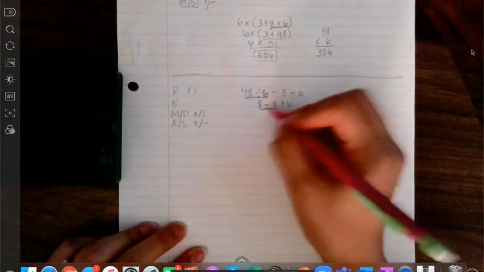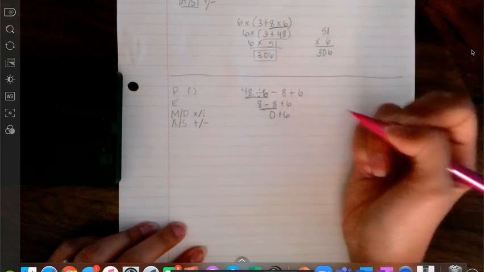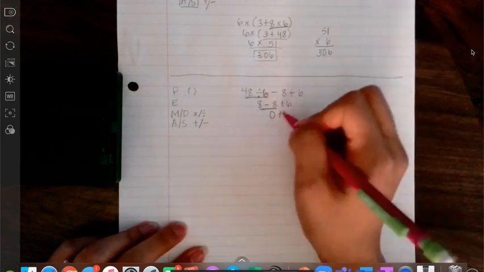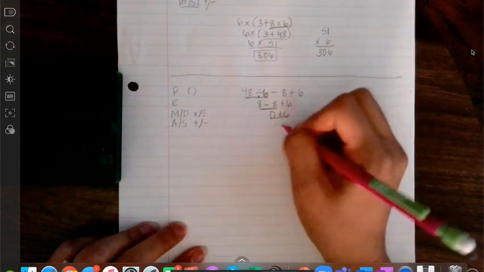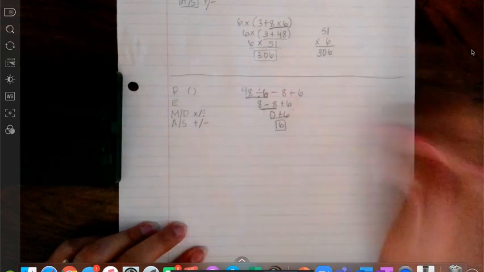8 minus 8, we underline it, is 0. We're left with plus 6. So the only thing left to do is to add 0 plus 6. It is 6. I box my answer, and we're done.